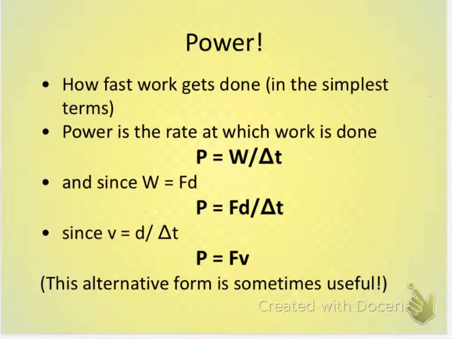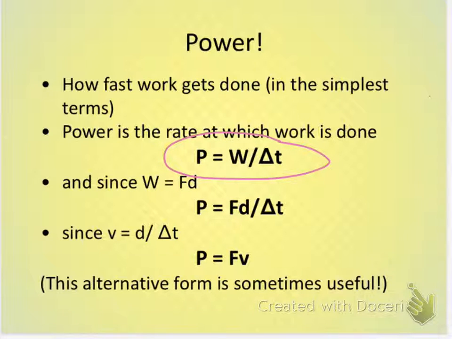As it says on the slide, power is, in simplest terms, how fast work gets done. You know what work is. It's how much force you apply to move something some distance. So power is the rate that you're doing that work at. Power equals work over delta T.